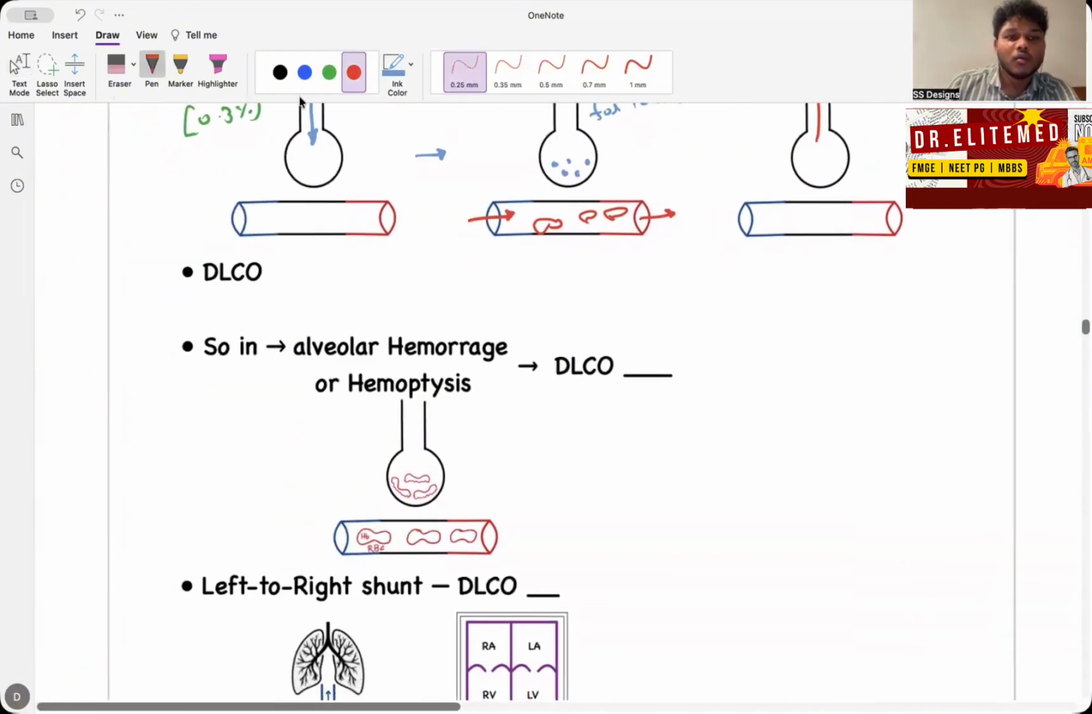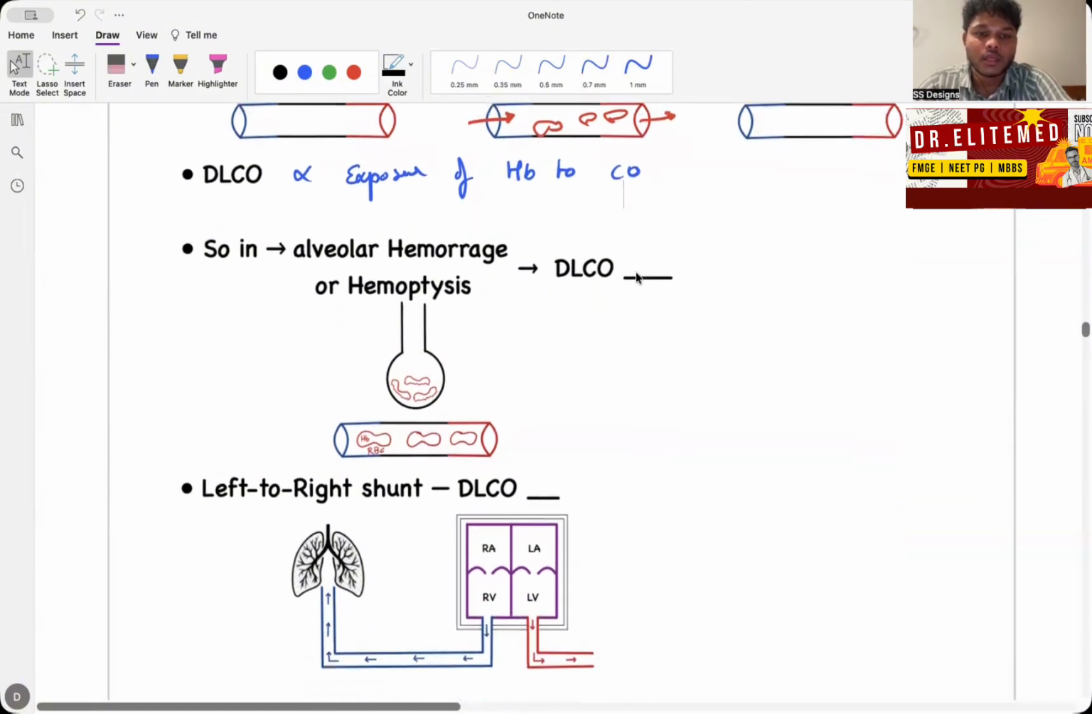DLCO is directly proportional to the exposure of hemoglobin to carbon monoxide. Basically, it is directly proportional to the exposure of hemoglobin to carbon monoxide, right?